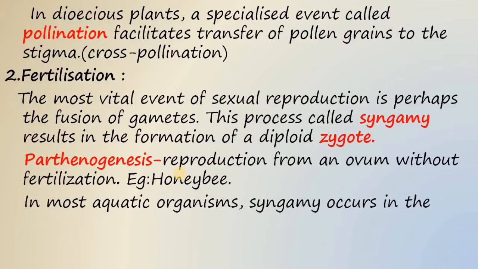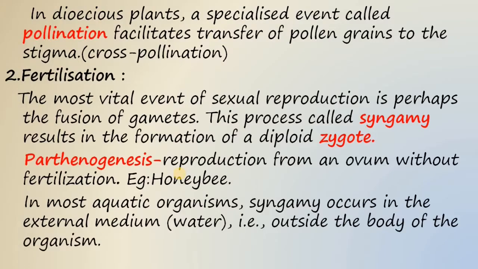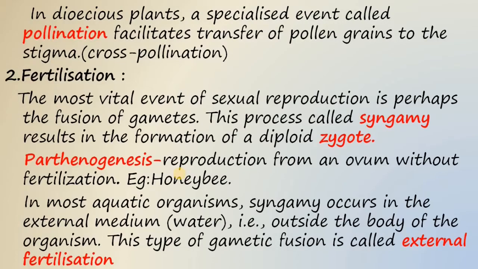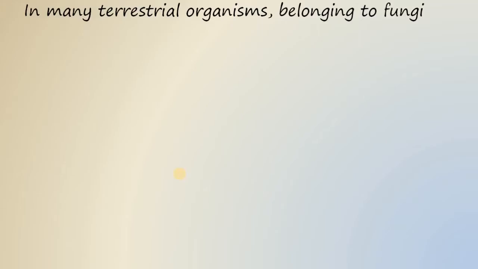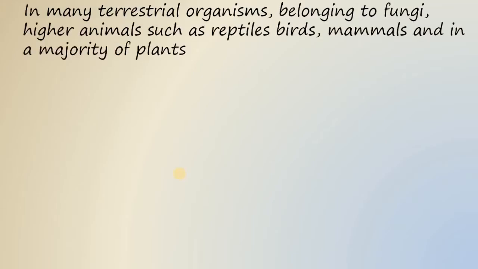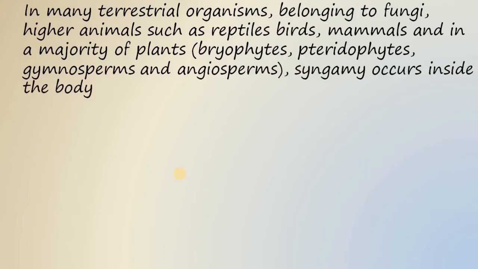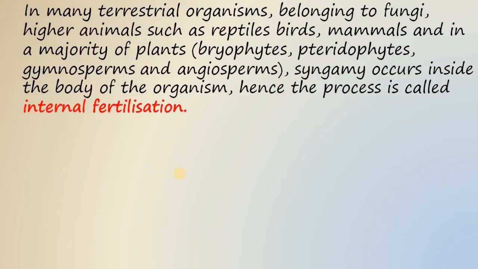In most aquatic organisms, syngamy occurs in the external medium, that is water, outside the body of the organism. This type is known as external fertilization. We just saw in plants that the medium was water. So for aquatic organisms, fertilization occurs externally, outside the body of the organism. In many terrestrial organisms belonging to fungi, and higher animals such as reptiles, birds, mammals, including humans, syngamy occurs inside the body of the organism, that is internal fertilization. In humans, it occurs inside, right? The sperm moves through the fallopian tubes and goes to where the egg is. So we learned what external fertilization and internal fertilization are.